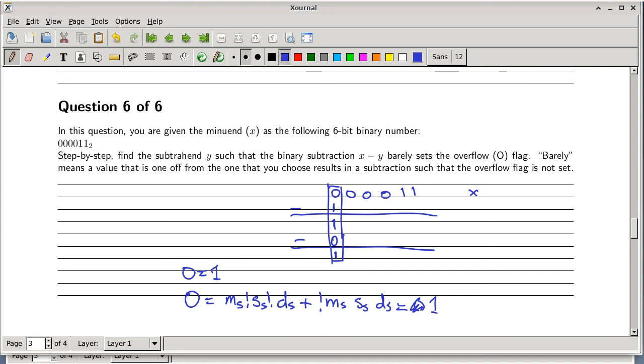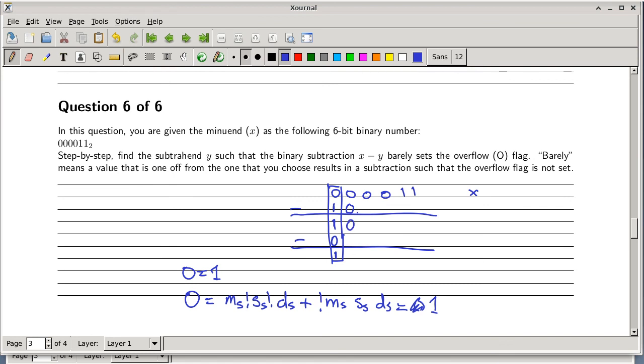So knowing that this is a 0, what constraint have I just placed on this particular bit here? It has to be a 0, because if it was a 1, then it would have set the borrow bit. Okay? Well, 0 minus 0 is here. Okay, so now we have some freedom.